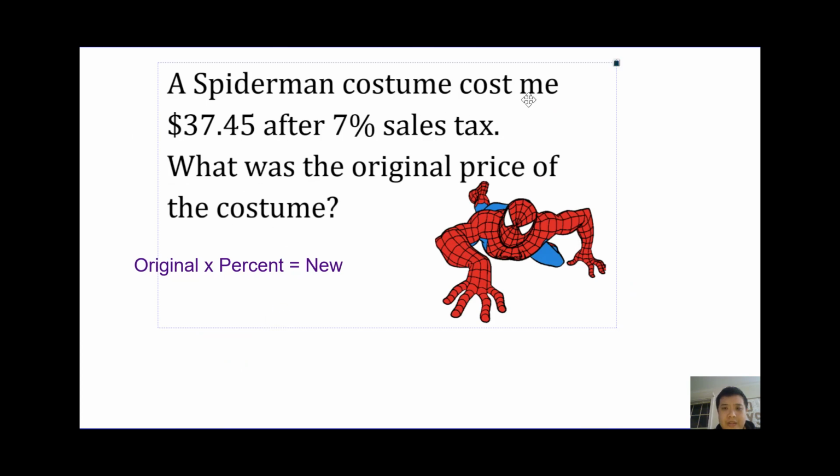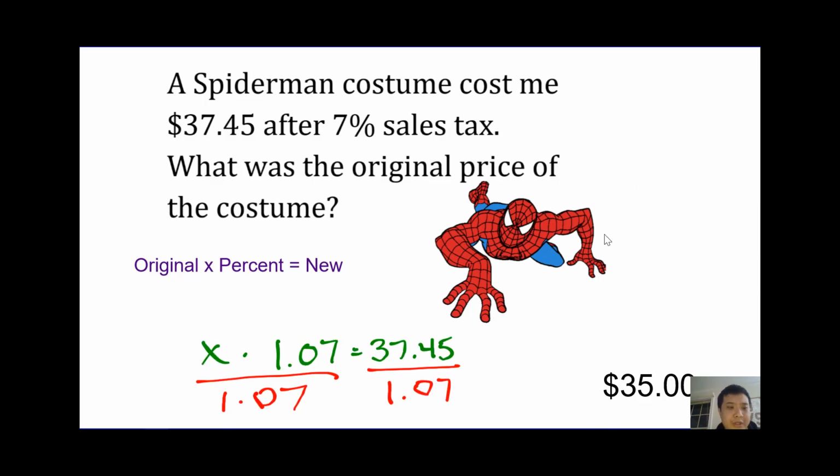The Spiderman costume cost me $37.45 after 7% sales tax. What was the original price of the costume? Try this one out on your own. Again, similarly to the last problem, we're finding the original price. This is a markup because 37.45 represents the cost after adding tax. So therefore, divide both sides by 1.07, and we get $35.